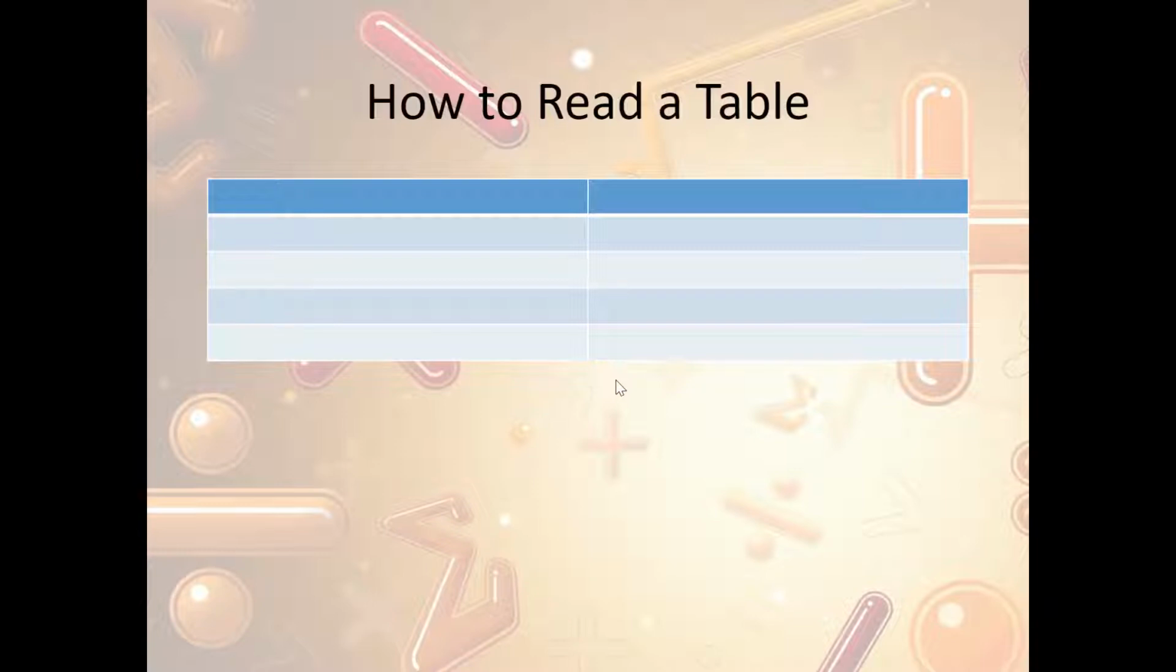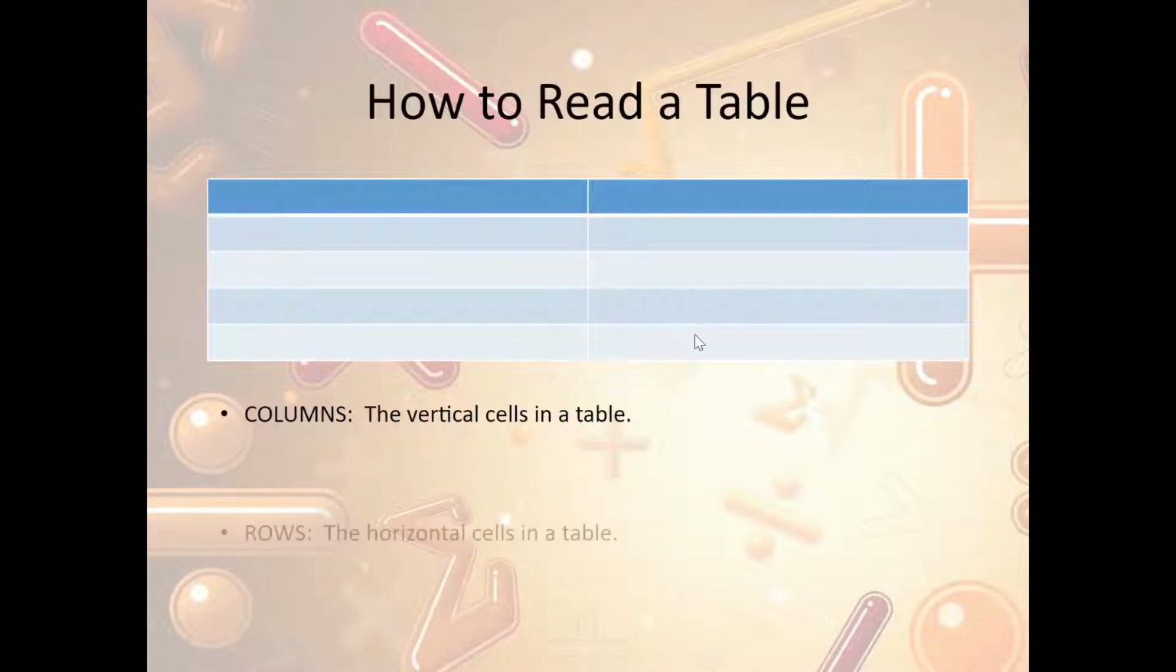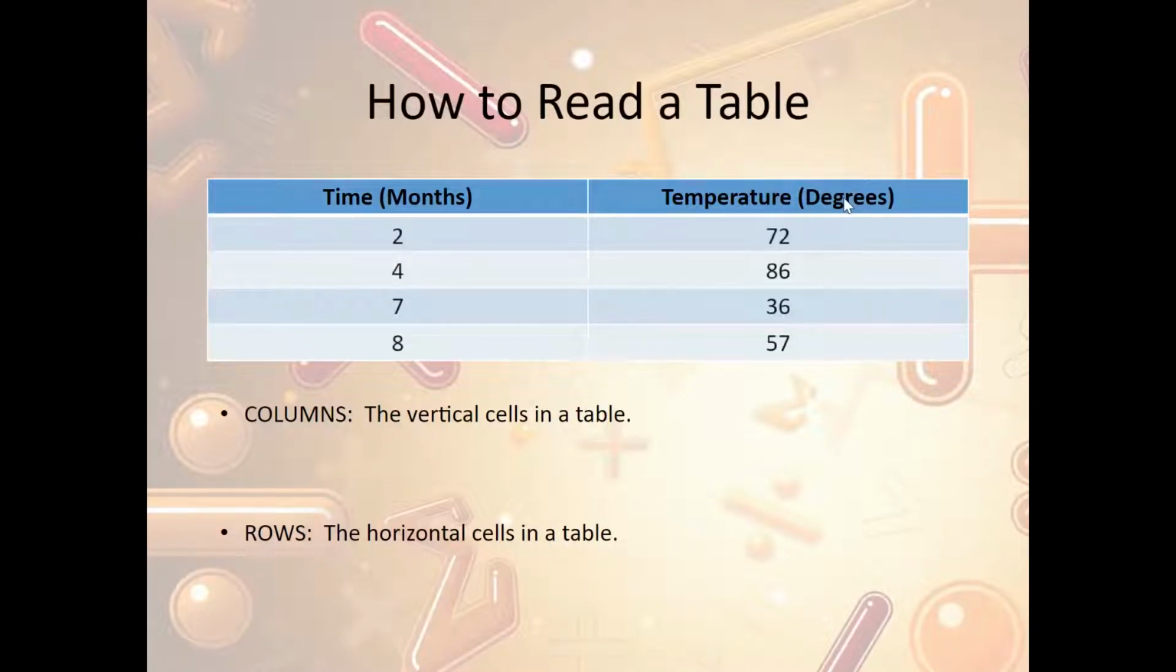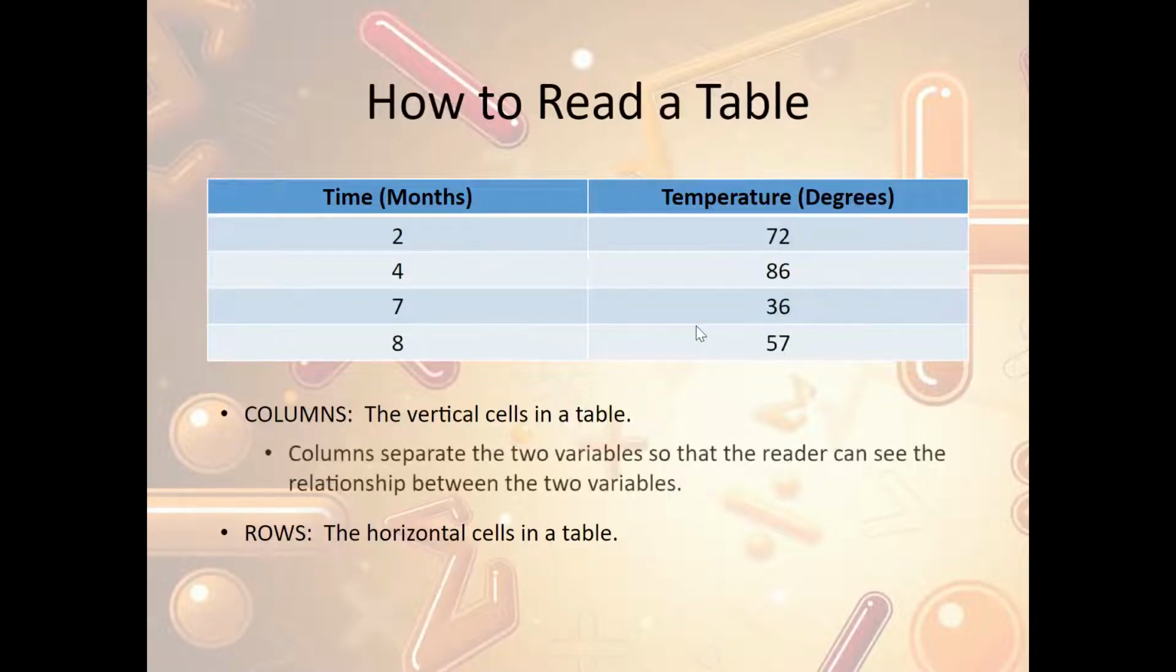How to read a table? The columns are the vertical cells in the table. So this is a column, and this is a column. And then we have rows, which are the ones that go horizontally or side to side. These are our rows. We always label the columns. So in this case, we're calling this one time in months, and this one temperature in degrees. And then we put in our table. So we fill it in with the data points.